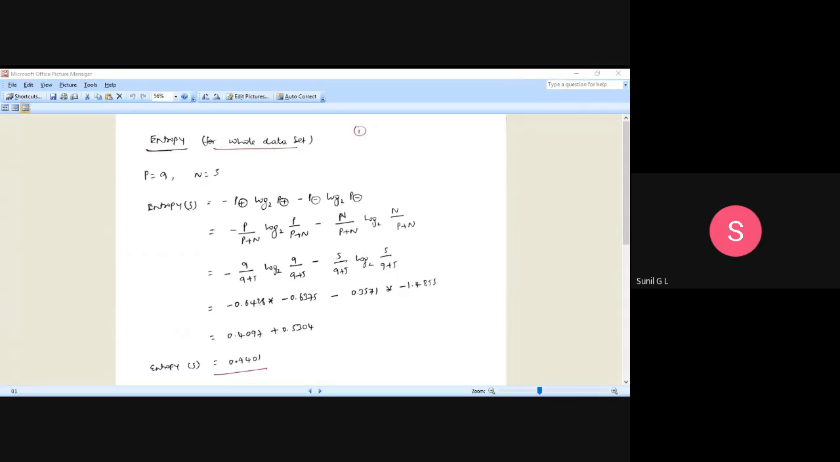Information gain for a particular attribute: the gain of the whole data set for a particular attribute will be the entropy of the whole data set, whatever we have calculated just now, minus the summation over all the values of the attribute. Suppose we have attributes like outlook, temperature, humidity, we need to calculate the entropy of each value, multiplied by the positive or negative count of that value divided by the whole data set's positives and negatives. I will come to this one. How do you calculate this? This is the formula.